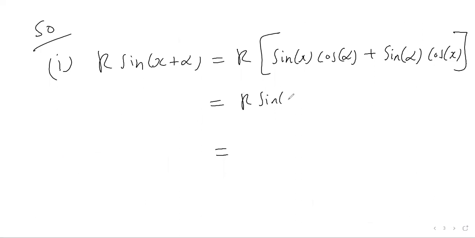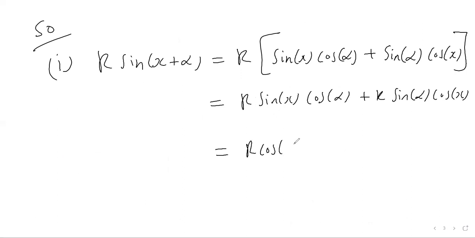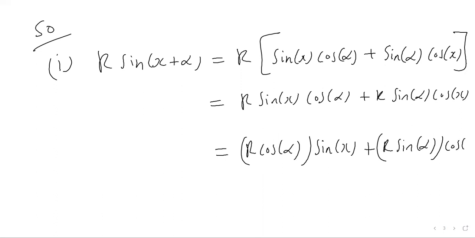So we're going to do that here, just multiply this all by r, and that's going to give us r times the brackets, r sine x, r cos alpha, and then plus r sine alpha times cos x. And then what I'm going to do is rewrite the order of our multiplication. So we've got r cos alpha times sine x, and then plus r sine alpha times cos x. I'm just going to write it like that instead.